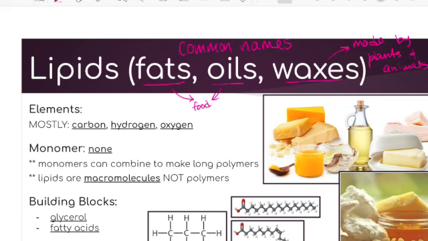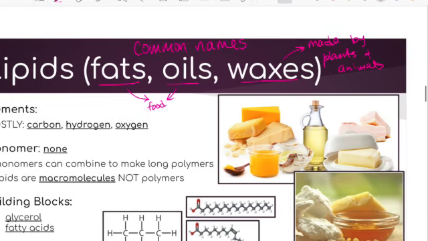Okay, so if you look here, we've got some different types of fats and oils. Here we've got some vegetable oil, some cooking oil. Here we've got some animal fat. Here's butter down here. Everything's better with butter. And I'm assuming that these are cheeses over here. Cheese has a lot of fats and oils in it. Coconut oil also has a lot of fat.